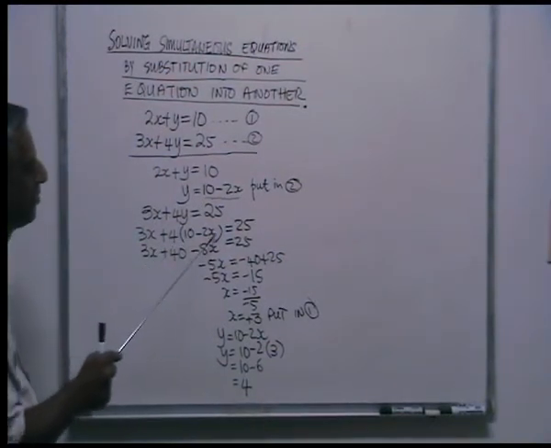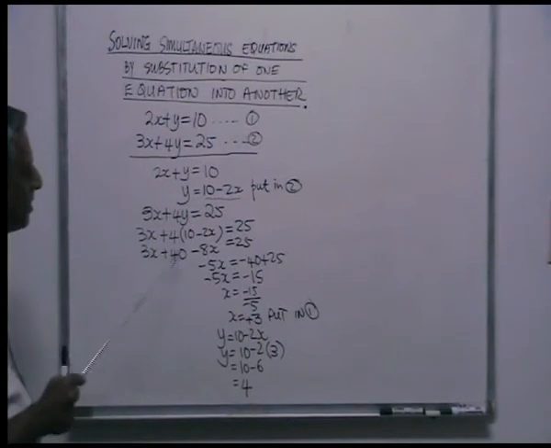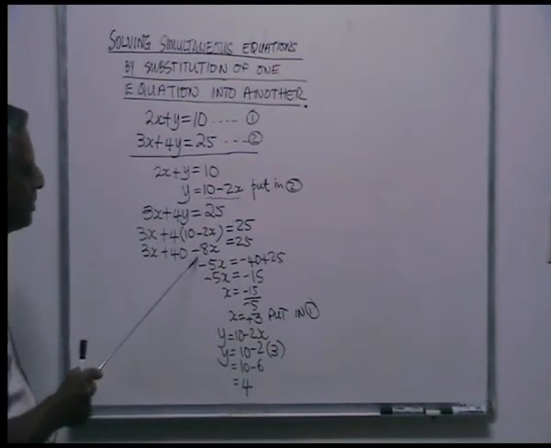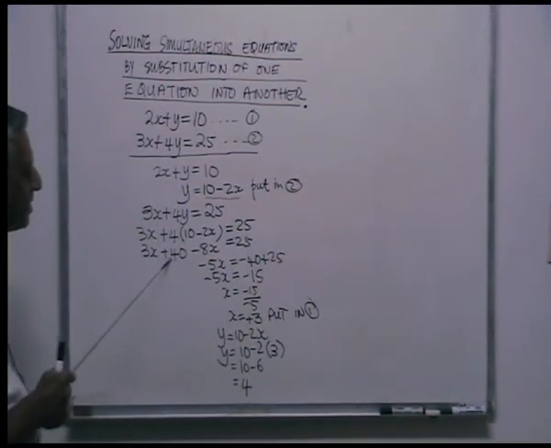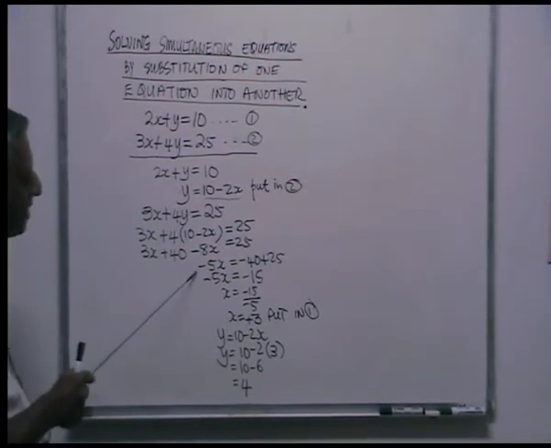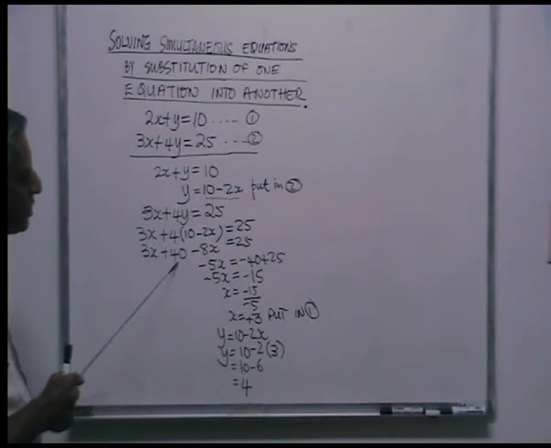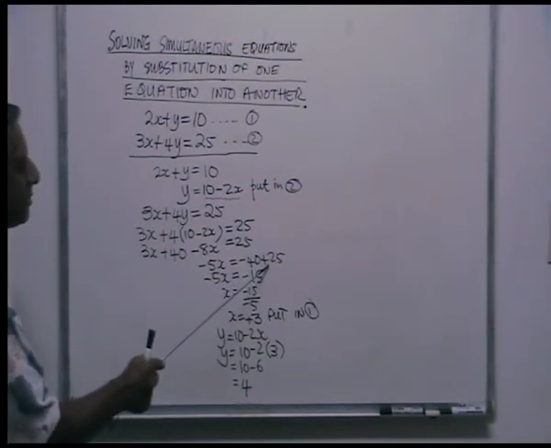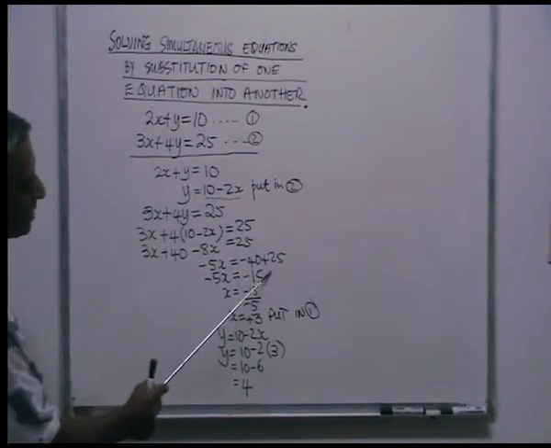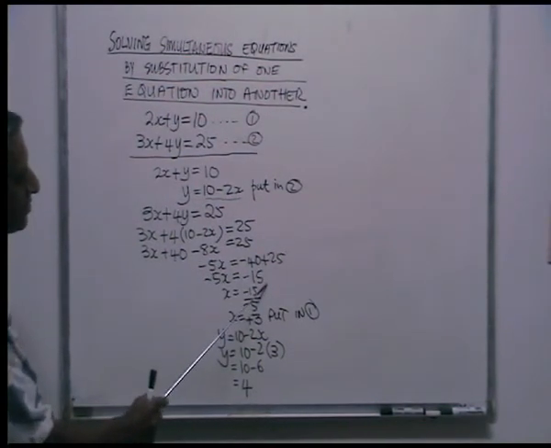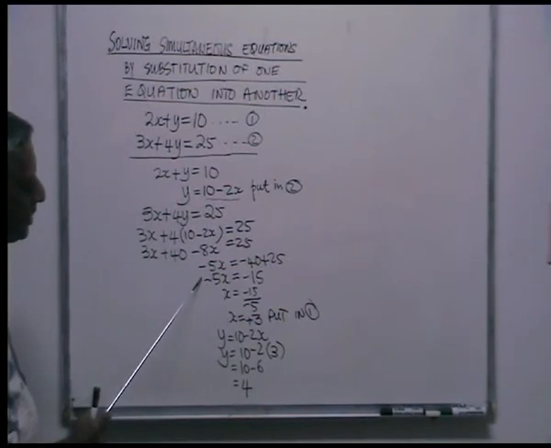Then we removed the bracket. 4 times 10, 40. 4 times minus 2 is minus 8x. And then we simplified on the left hand side: 3x minus 8x is minus 5x. The plus 40, I took it onto the right hand side, it becomes minus 40. Then I simplified that side. When I simplified that, I got minus 15. And then it was just following the steps. Divide by minus 5, you get x is 3.